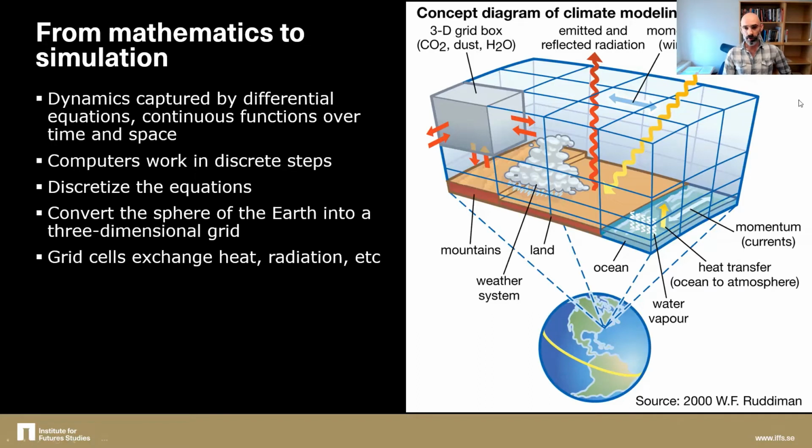And originally, these grid boxes were very large. They were kind of 200 kilometers on a side. And that meant that there was a lot of loss of detail. So a lot of things were not represented in these models. Now, as the technology improves and computers get better, they can make the boxes smaller and smaller.